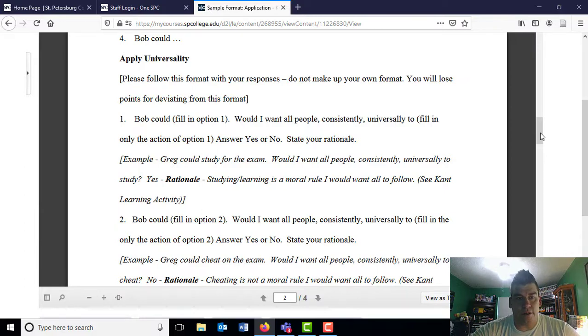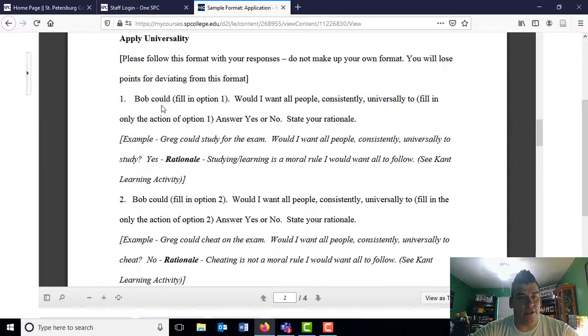What you're going to do is list 1 through 4, and you're going to fill in your options. So Bob could fill in option 1, right? So Bob could do nothing about his wife cheating on him. And then right after that, write this same exact thing: Would I want all people consistently, universally to, and then you fill in the action of the option, to not do anything when their spouse cheats on them. Okay? That makes sense? And that's a question, so we end that with a question mark.